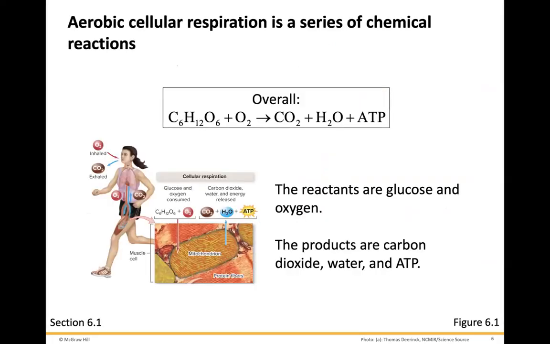So aerobic cellular respiration is a series of chemical reactions, and the overall main reaction that we're going to focus on is what we see here. Here we have glucose, which is C6H12O6, plus oxygen, which will yield carbon dioxide, water, and ATP. The reactants in this chemical reaction are glucose and oxygen. And the products in this chemical reaction are carbon dioxide, water, and ATP.